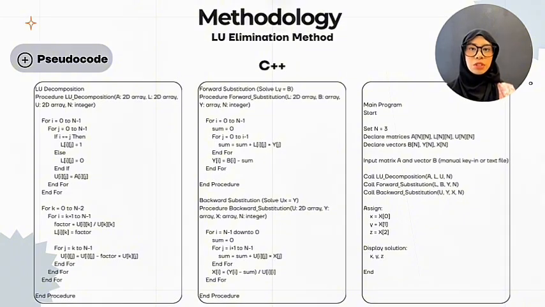Then, backward substitution is applied to solve Ux equals y. The solution vector x is computed starting from the last equation and moving upwards, which is possible because U is an upper triangular matrix. In the main program, the system size is set to 3, corresponding to the 3 electrodes in the EMG case. The user inputs matrix A and vector B either manually or through a text file. The program then subsequently calls LU decomposition, forward substitution, and backward substitution. Finally, the computed values of X, Y, and Z are displayed, representing the reconstructed muscle activation signals.